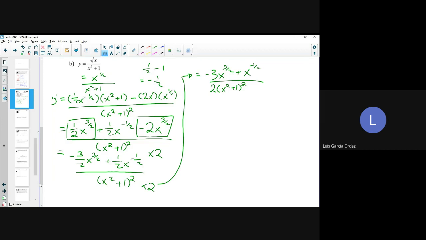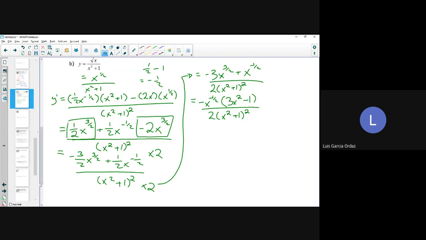All right, so let's see if we can do anything else. Is there any factor in the numerator that I can take out? Okay, we can take out a negative x to the negative 1/2. So let's factor out negative x to the negative 1/2. Once I factor that out, I'm left with 3x squared minus 1 all over 2 times x squared plus 1 all squared.